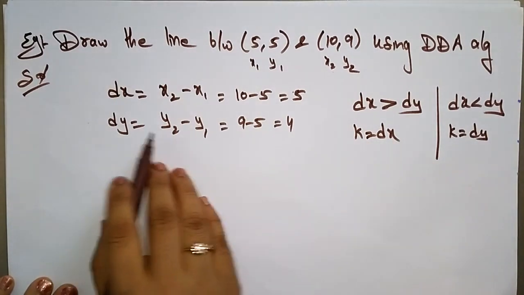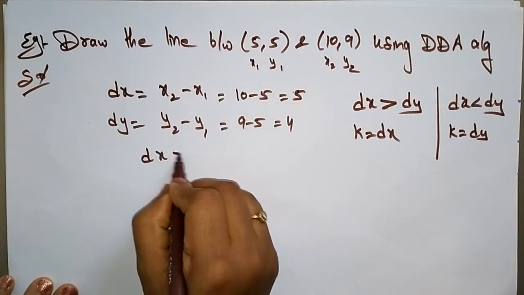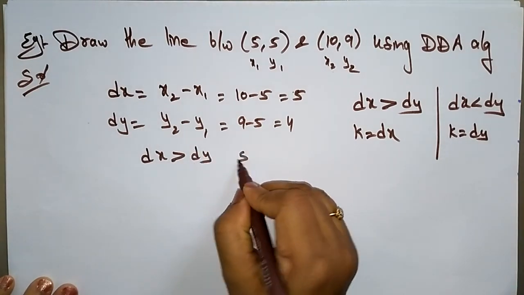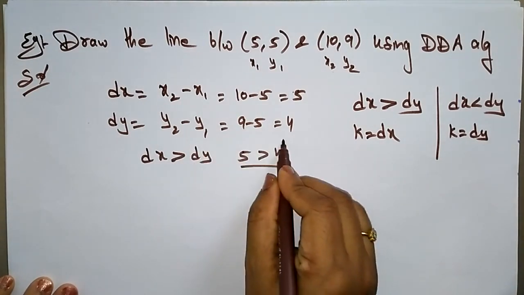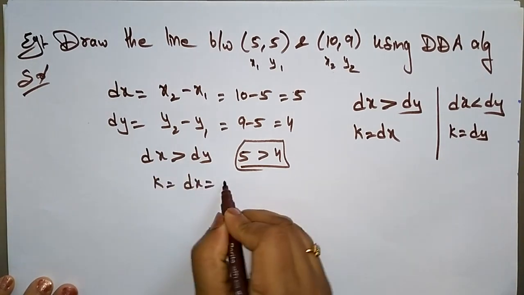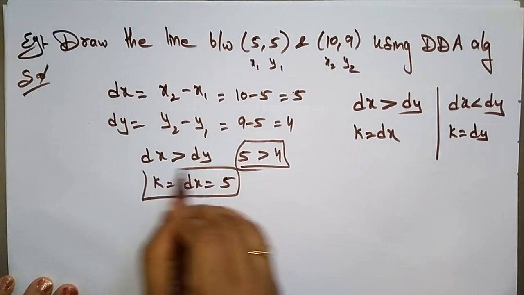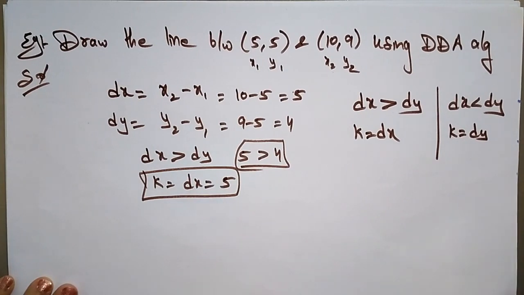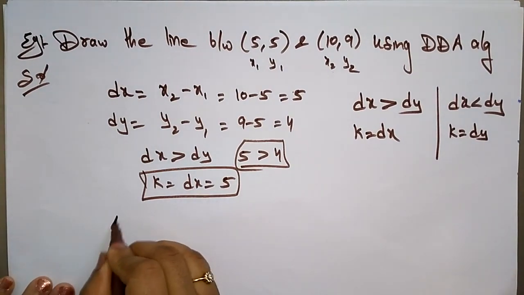Here dx is greater than dy because 5 is greater than 4, right? Whenever 5 is greater than 4, you have to take k equal to dx, that is nothing but 5. So k is equal to 5. Okay, I got the k value. Next step, what is the next step? You need to find the delta x.